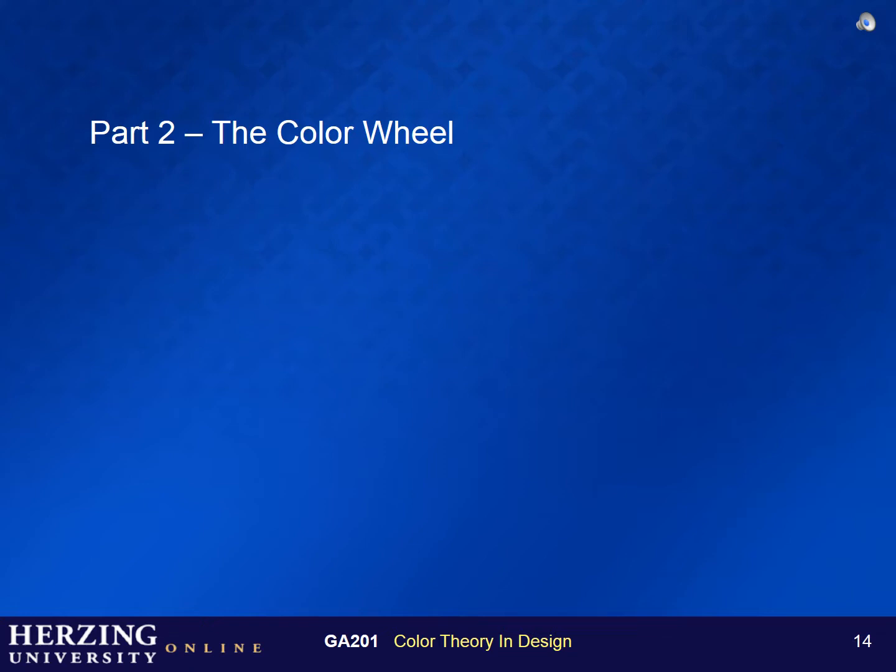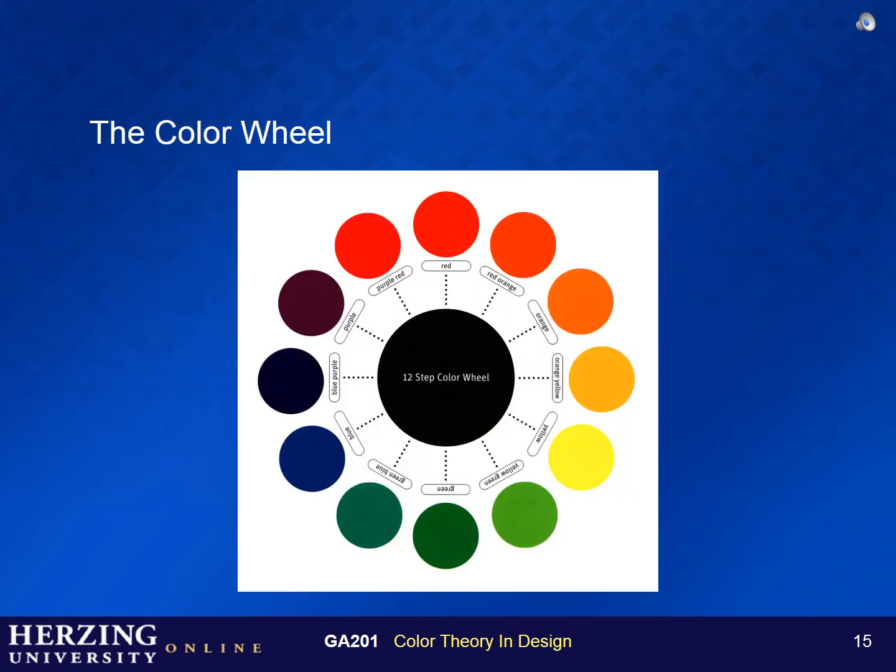Part 2. The color wheel. Many variations of the color wheel have developed since Newton's model. The most conventional and user-friendly variation is the 12-step color wheel. With its 12 equidistant hues, it allows designers to create quick, reliable harmonies at a glance. Let's take a look at how to use the 12-step color wheel.